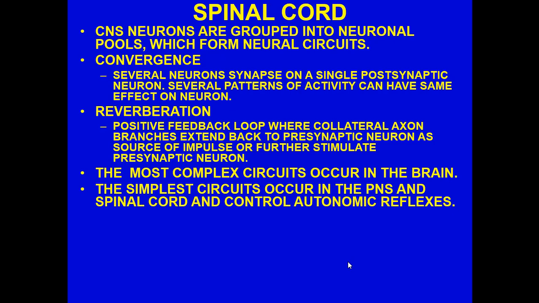Reverberation is the positive feedback loop where a collateral, in other words, a branching part of the axon, branches and extends back to the presynaptic neuron as a source of impulse or further stimulation for that presynaptic neuron. The most complex circuits occur in the brain. The simplest circuits occur in the peripheral nervous system and spinal cord and control autonomic reflexes.